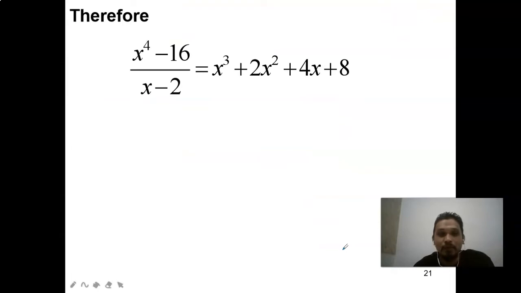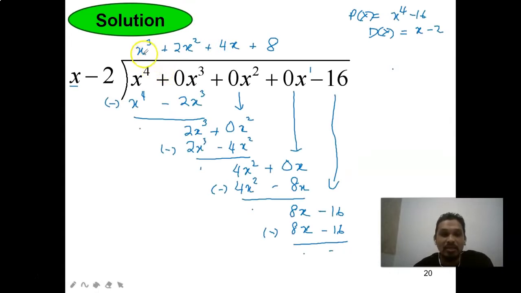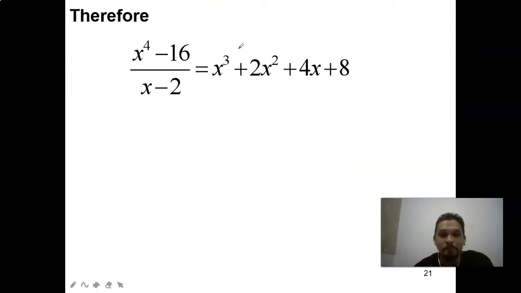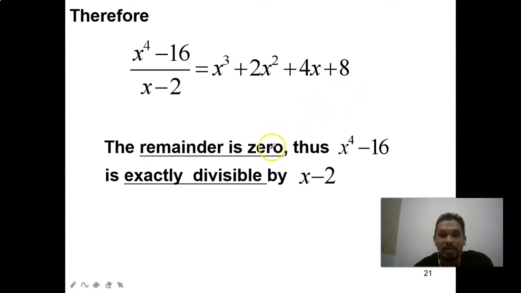So x power 4 minus 16 divided by x minus 2 equals x cubed plus 2x squared plus 4x plus 8. Again, look at this one here, x cubed plus 2x squared plus 4x plus 8. Okay. The remainder is 0, thus x power 4 minus 16 is exactly divisible by x minus 2. Exactly divisible means that the remainder R(x) equals 0.